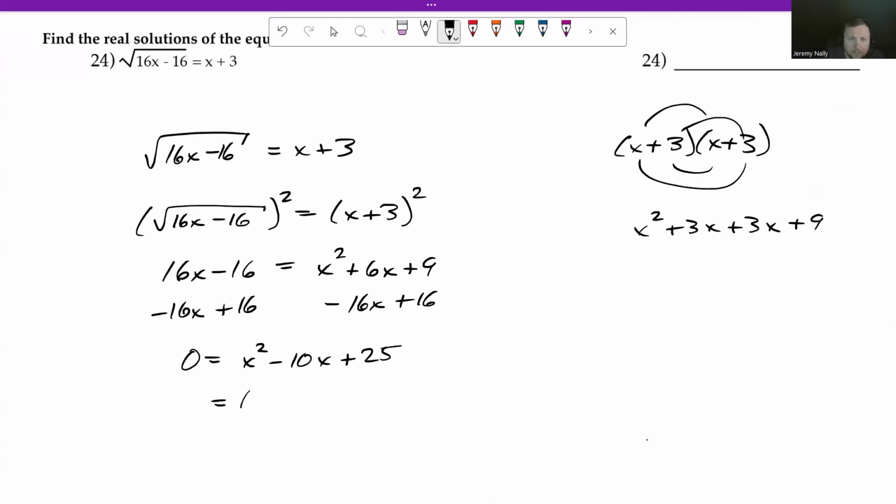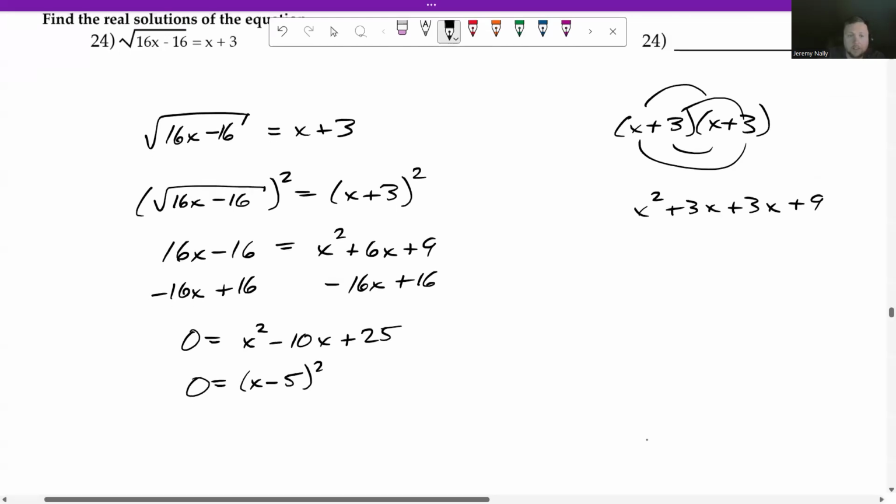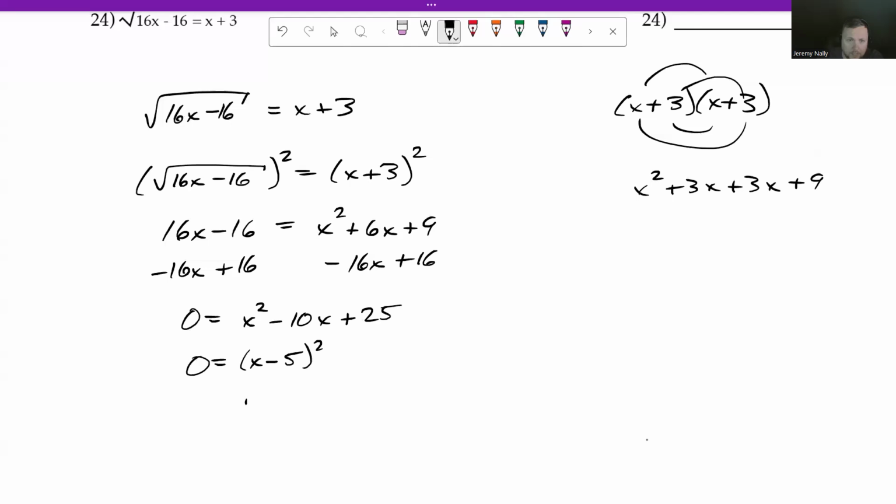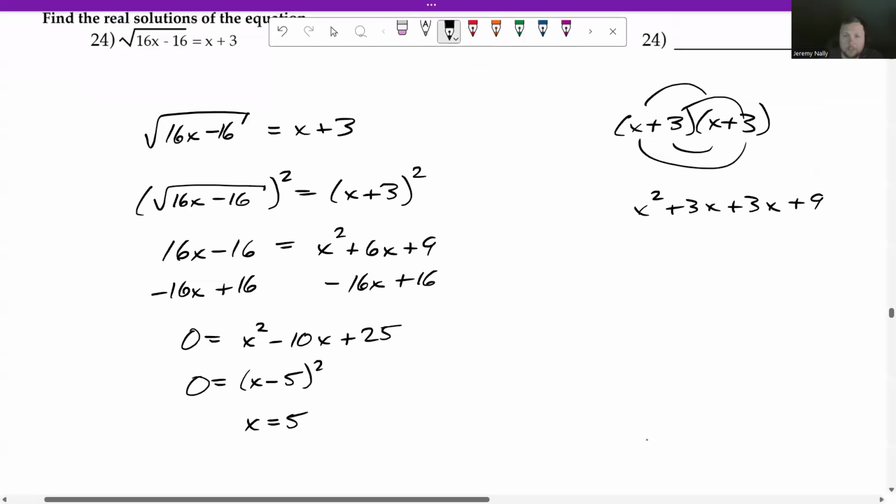And hey, if you notice it's a perfect square trinomial, then that's great. So then I see that x is equal to positive 5. And then I have to check. So I'll just put required. Check.